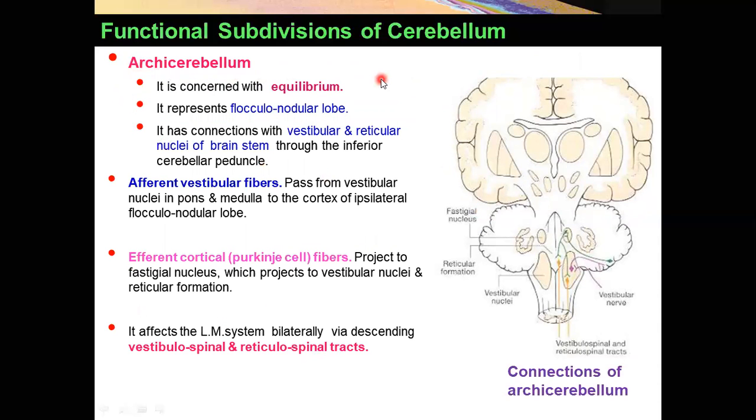Now the archicerebellum is concerned with equilibrium. It represents the flocculonodular lobe. It has connections with vestibular and reticular nuclei of the brainstem through the inferior cerebellar peduncle. The afferent vestibular fibers pass from vestibular nuclei in the pons and medulla to the cortex of the ipsilateral flocculonodular lobe. Now let's talk about the efferents. Cortical or Purkinje cell fibers project to the fastigial nucleus, which projects to vestibular nuclei and reticular formation.